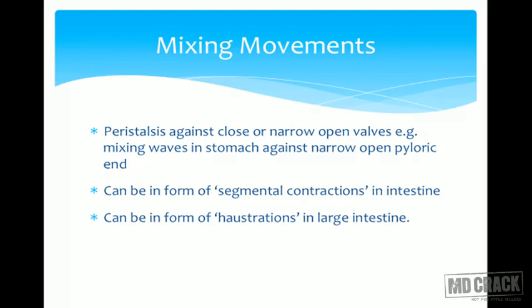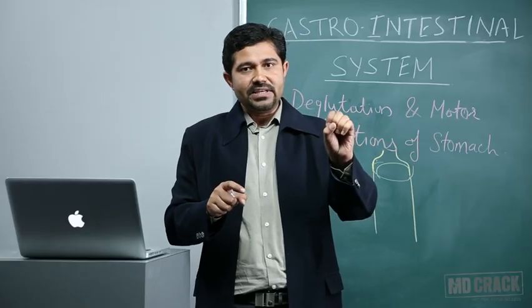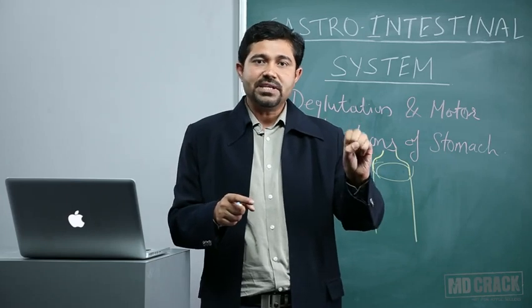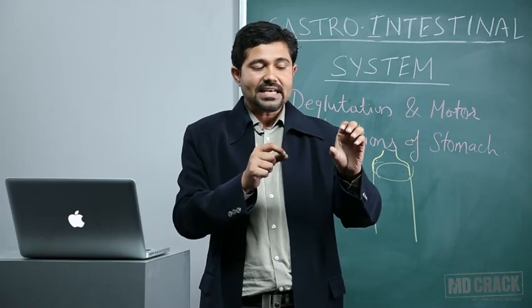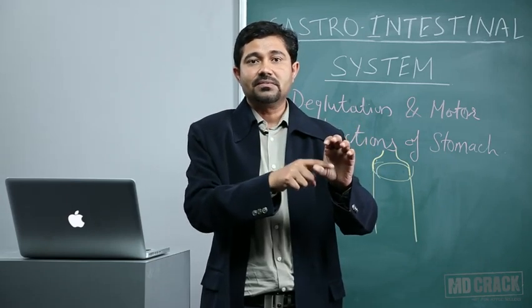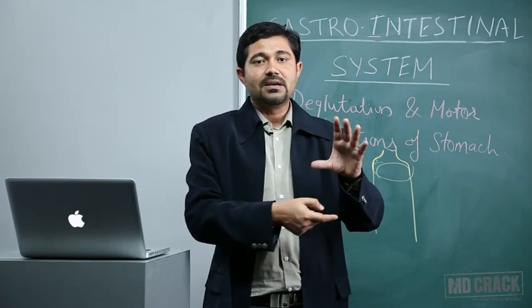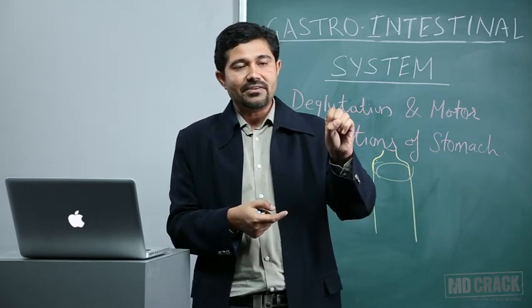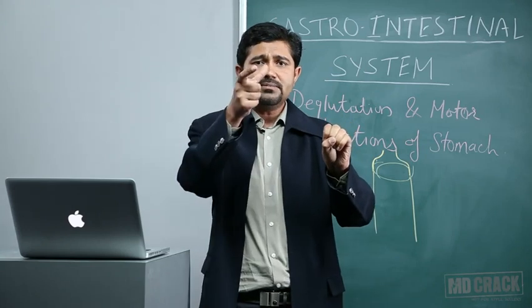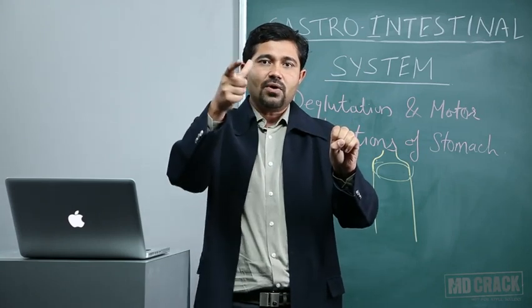How does it? Now you have to imagine, this is the stomach, and it has the pyloric end. If the pyloric end is very narrow, the pylorus will act as a good sphincter. If it is relaxed, it will cause a movement of the chyme, the liquid food, that is passed. But if it is constricted or has a very narrow opening, and there is a peristaltic wave in the stomach, what will happen?